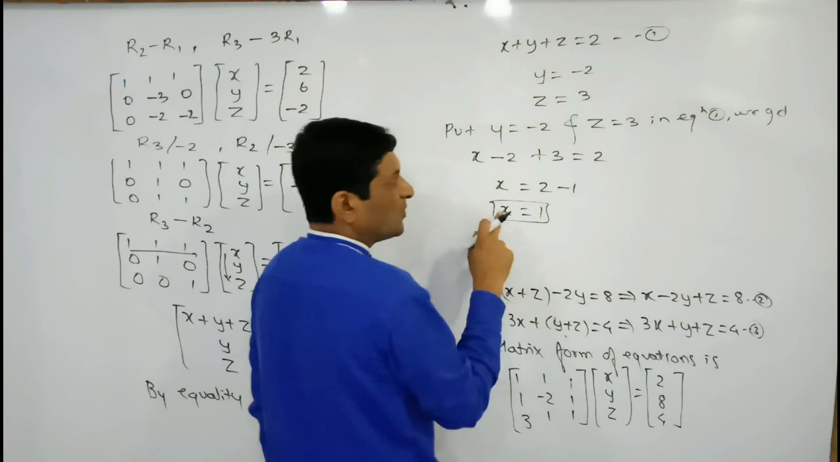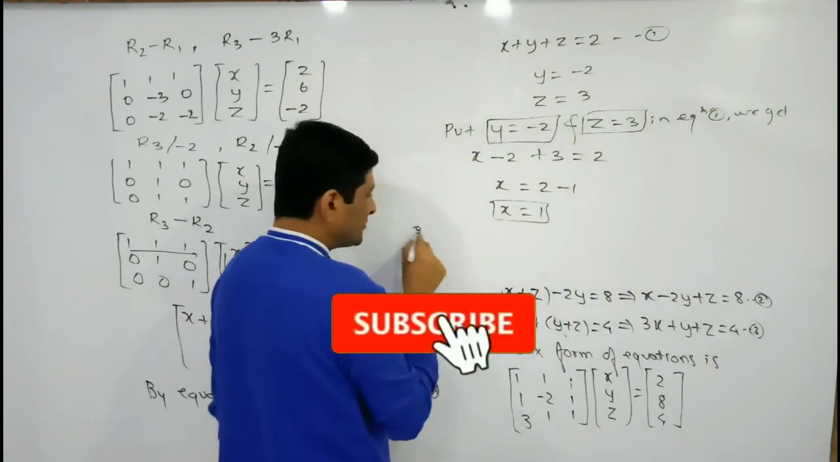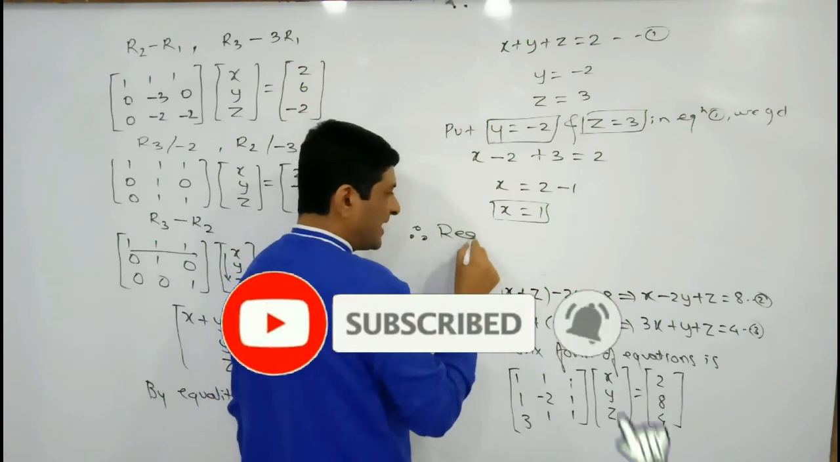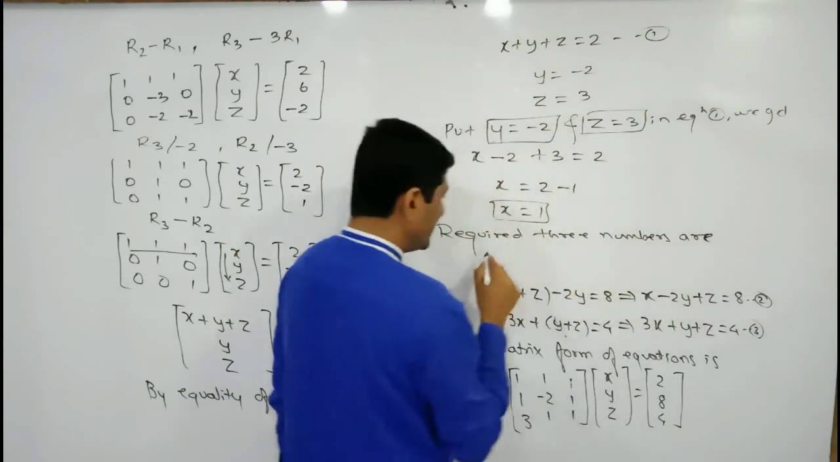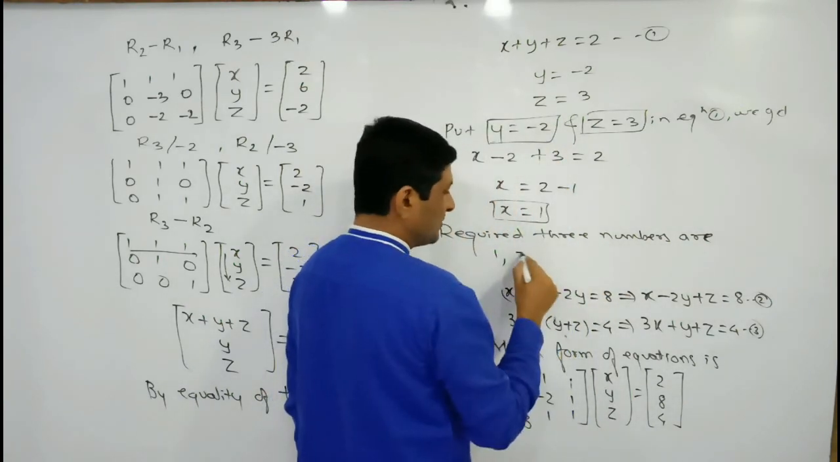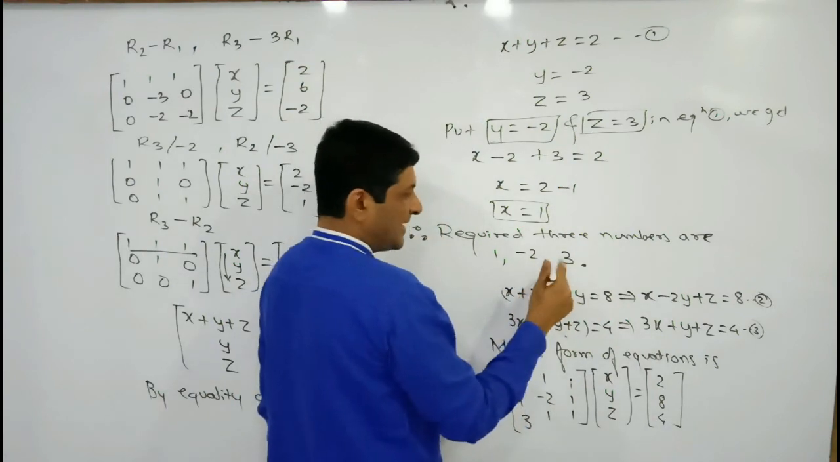In this way we have got the value of x, y, and z. Therefore the required three numbers are x equal to 1, y equal to minus 2, and z equal to 3. In this way we have got the required three numbers.